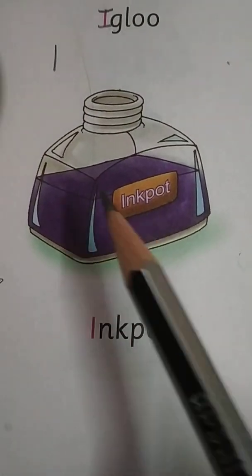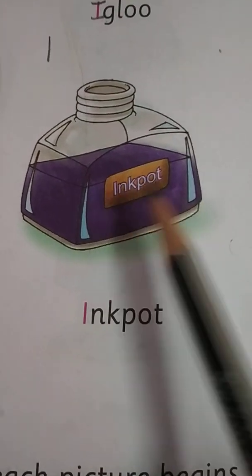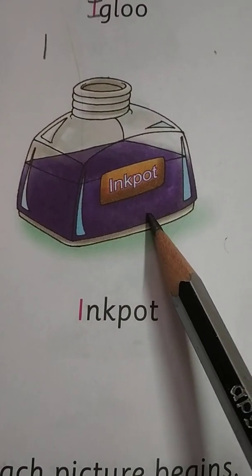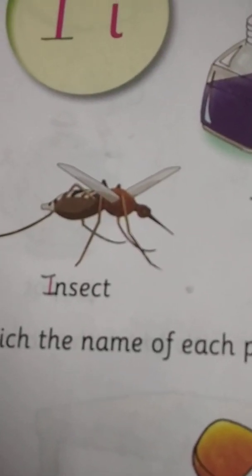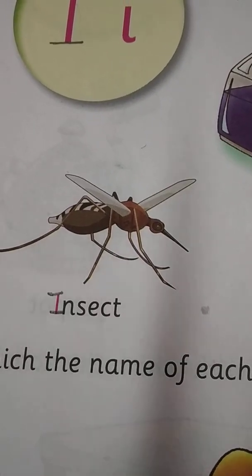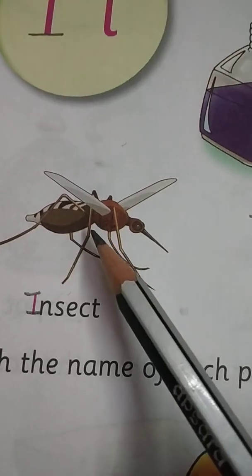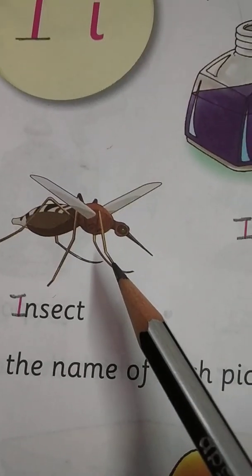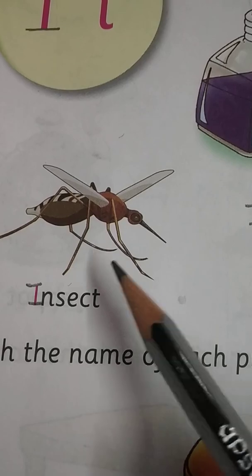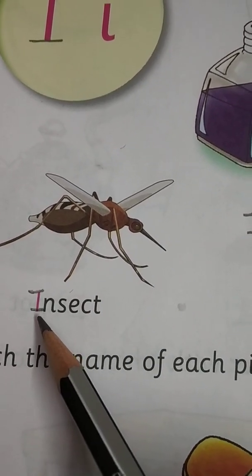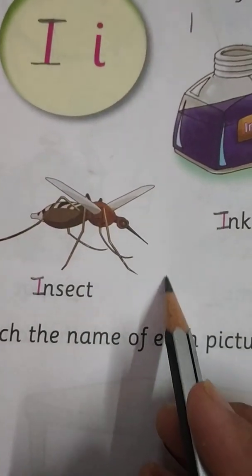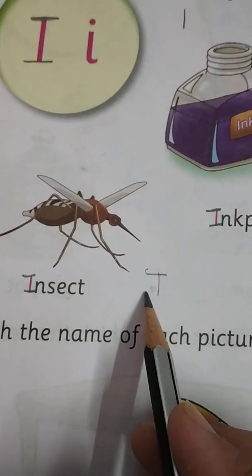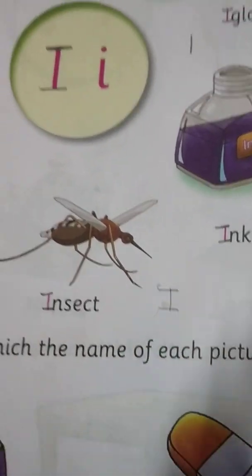Next picture is ink pot. Which picture is this? Ink pot. Ink pot also starts with letter I. I for ink. And see, this is an insect. Insect. I for insect. Mosquito is an insect. Fly is an insect. And insect starts with letter I. Do one thing, just correct all the I. सारी I जो ऐसी बनी है ना, आप सब में उसमें standing line and sleeping line बना लेंगे. Okay, got it?